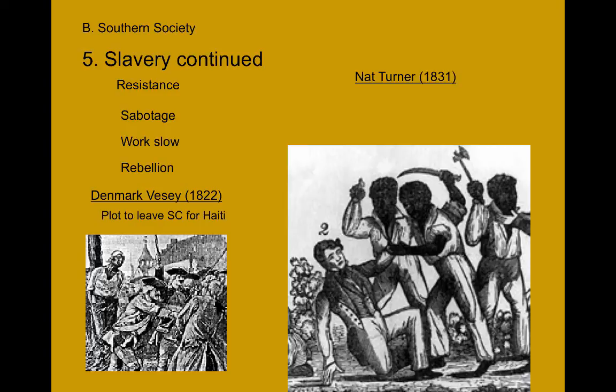And this does happen. They kill about 50 white people during the rebellion, but eventually the alarm goes out and the Virginia militia is called out. They have more guns, more training, and they will eventually kill somewhere between 100 to 200 slaves, estimates vary, and Nat Turner himself will be hung when they squash the rebellion. And so these are very dramatic examples of slave resistance, but again, they're not very successful.